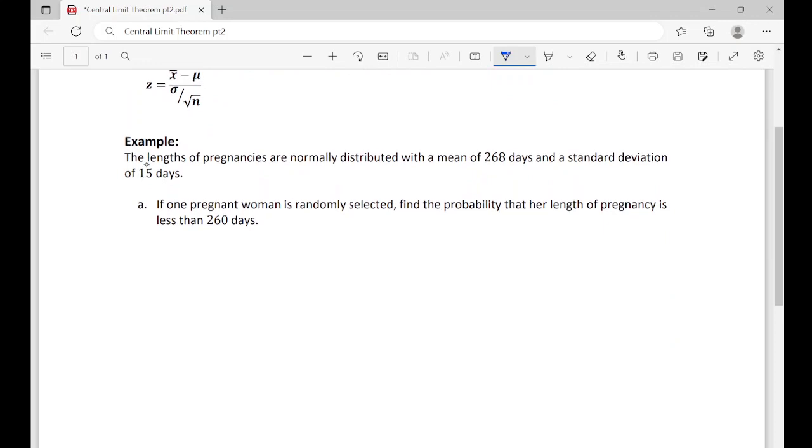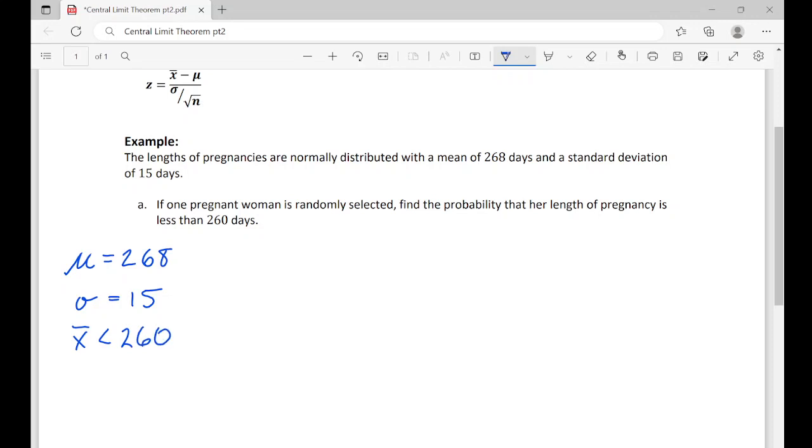So let's look at the first question. The lengths of pregnancies are normally distributed with a mean of 268 days and a standard deviation of 15 days. So we know that our mean is 268 and our standard deviation is 15. So now we're going to look at the question. If one pregnant woman is randomly selected, find the probability that her length of a pregnancy is less than 260 days. So we know that our x bar is going to be less than 260.